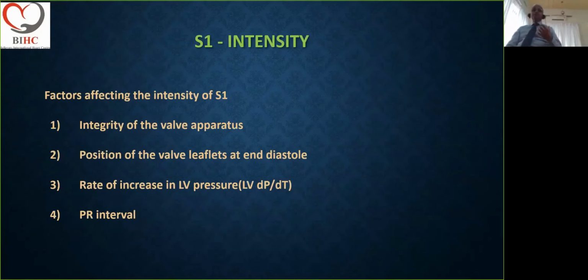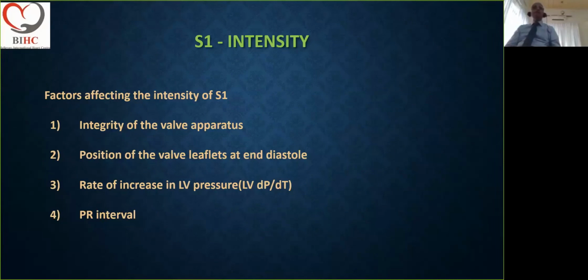When you are looking at the first sound, we are obliged to look at the intensity of the first sound. To understand the intensity of the first sound, you must think of the factors which would affect it. You can compare the mitral valve apparatus to a wooden door that you are going to close. You can generate a variable amount of noise by closing a door.